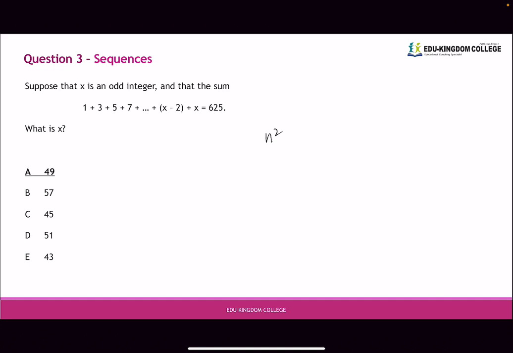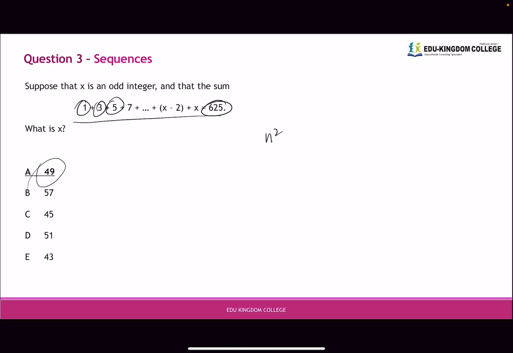1 plus 3 is going to be 4. Since we've added the first 2 terms together, 2 squared is 4. 1 plus 3 plus 5 is 9. Because we added the first 3 terms together, the sum is 9, or 3 squared. So we want to see how many we've added up here. Well, the sum is 625. So what squared equals 625? 25 squared equals 625. If we're starting at 1 and counting up odd numbers, 25 terms, the 25th odd number is going to be 49.